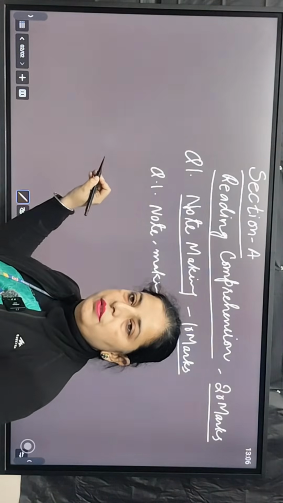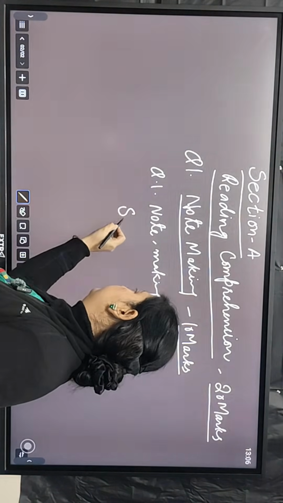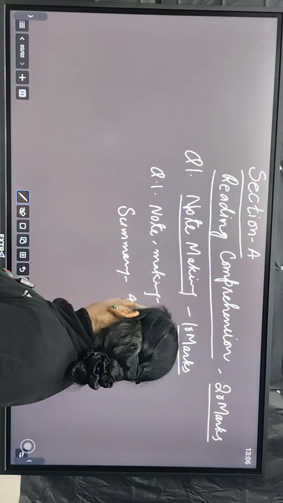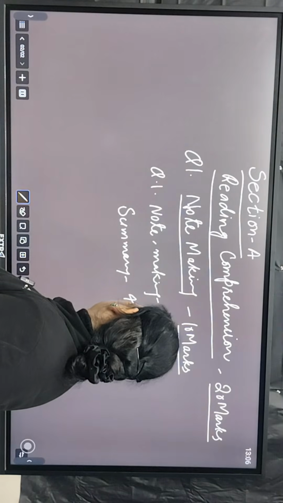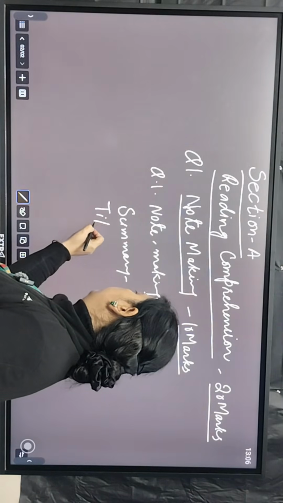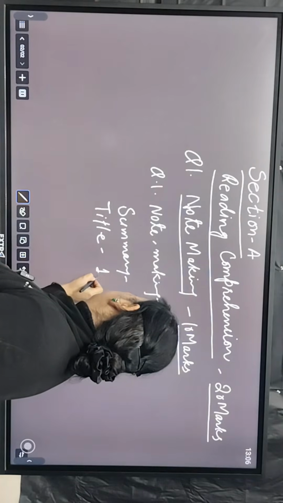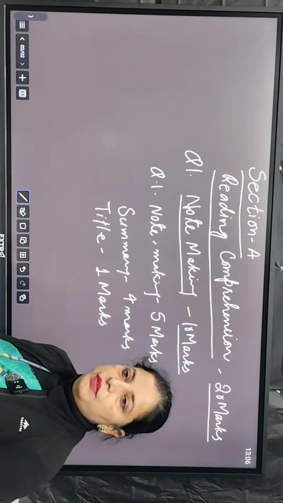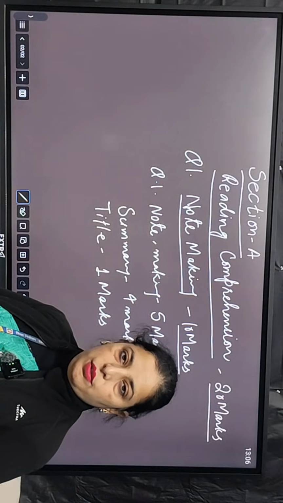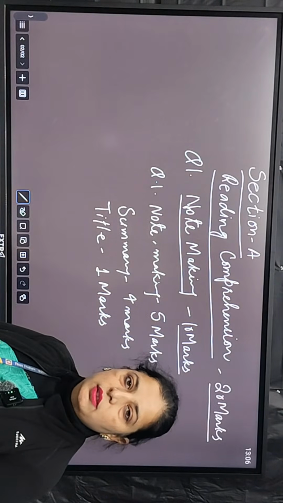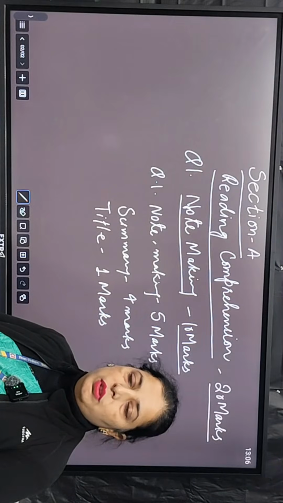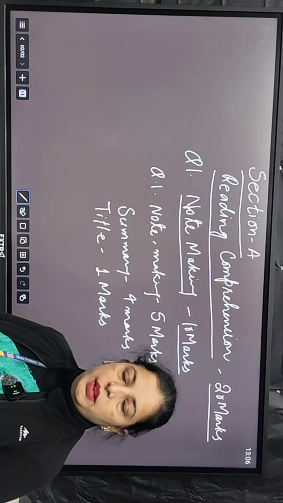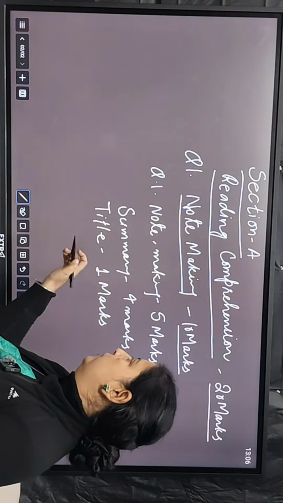Then you have the summary, that is of 4 marks. And this summary includes a title, that is of 1 mark. So if we want to get 10 out of 10 in this first question, that is note making, we have to divide our answer into 3 main parts. One is note making, then writing the summary, and third is the title for the passage.